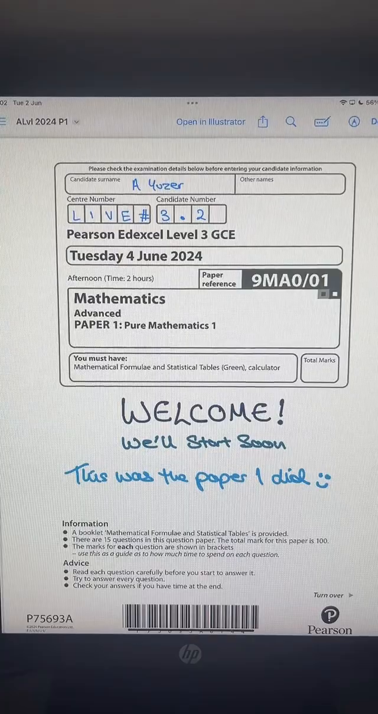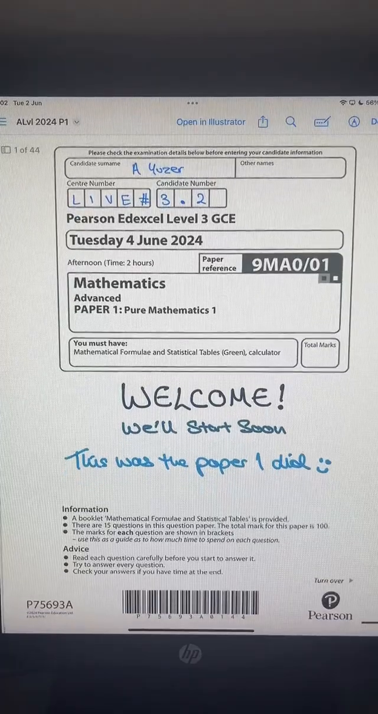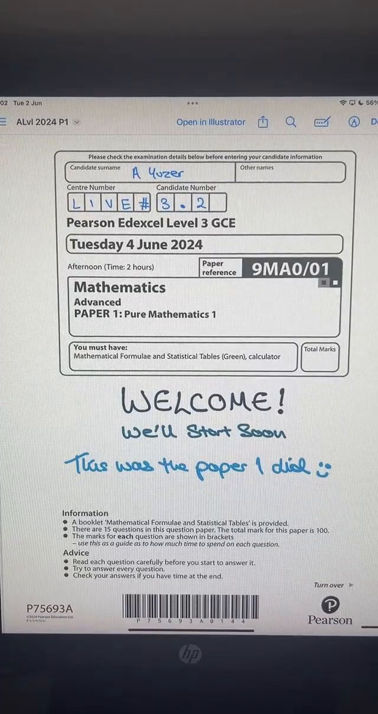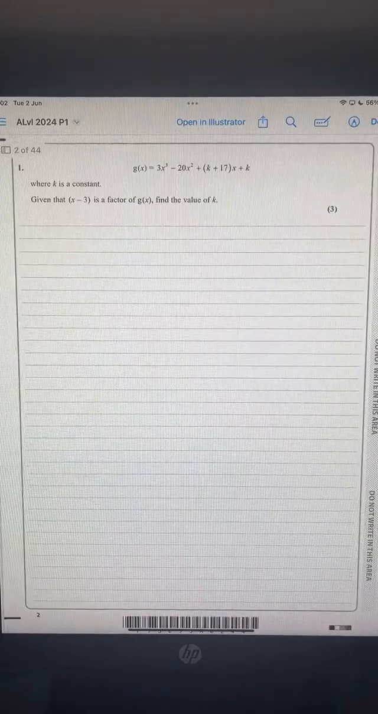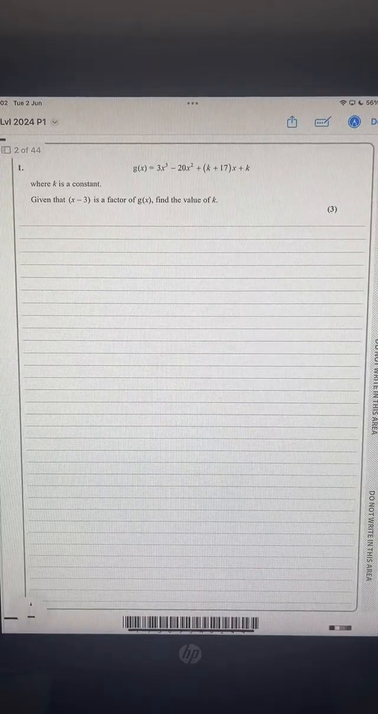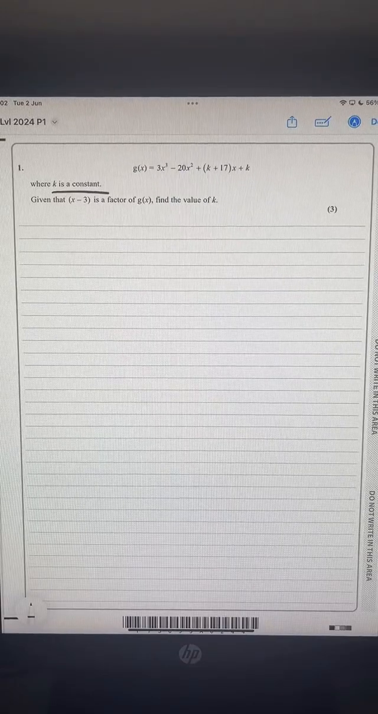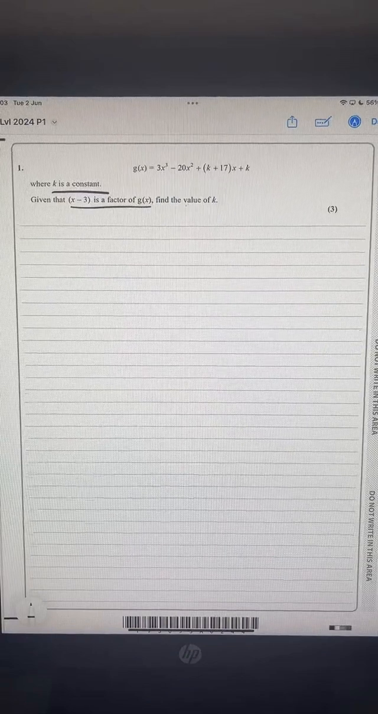So this is the 2024 pure paper 1 for Edexcel. And this has got different questions generally to the ones I did in my live stream yesterday if you were there too. Okay, we're going to get started right away. So we have g of x is equal to this cubic function, where k is a constant. Given that x minus 3 is a factor, find the value of k.